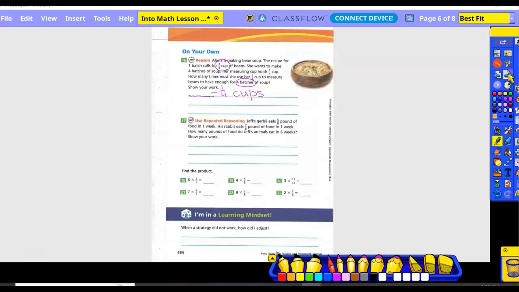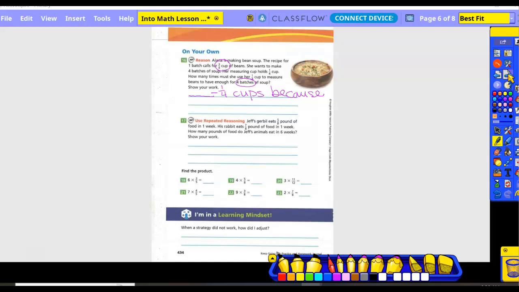And why did I put that line there again, before the 1/4? Because if I don't have that little line before the 1/4, then it means a what? A mixed number. And do we want a mixed number? No. Okay. We want to know how many times she has to use the 1/4 cup.